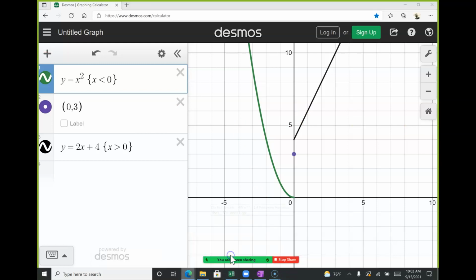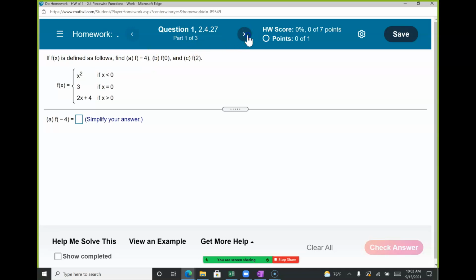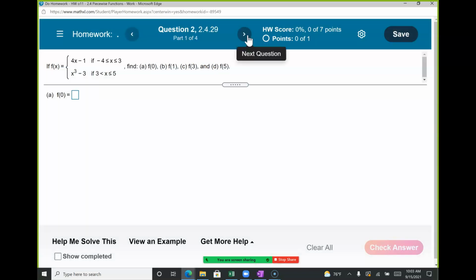So piecewise functions, it's not too bad. You just got to be patient, right? You'll never be a doctor if you don't have patience, right? Kind of thing. That was better. As my father used to tell me that.